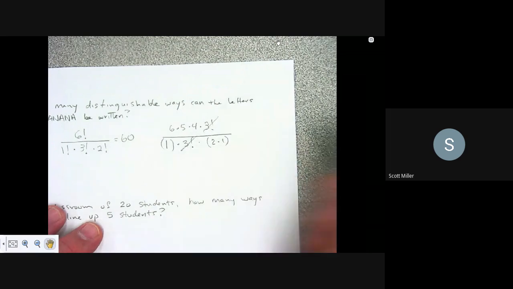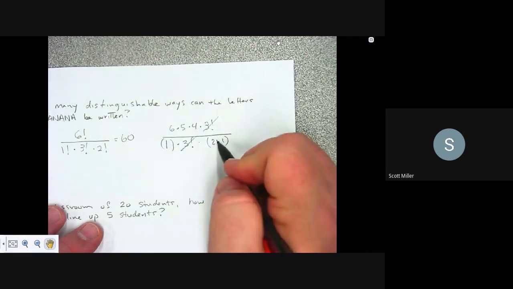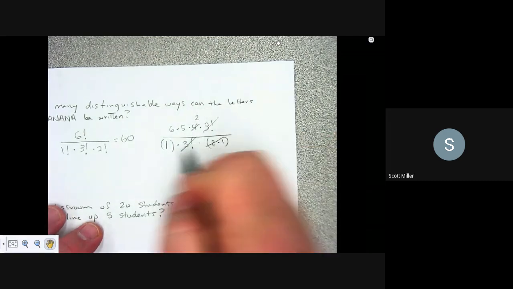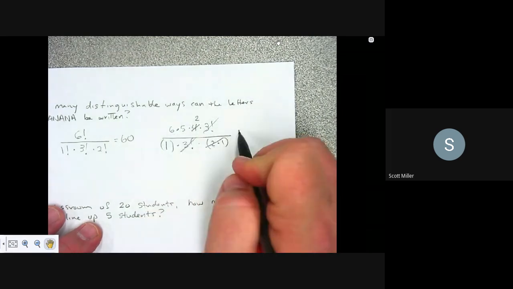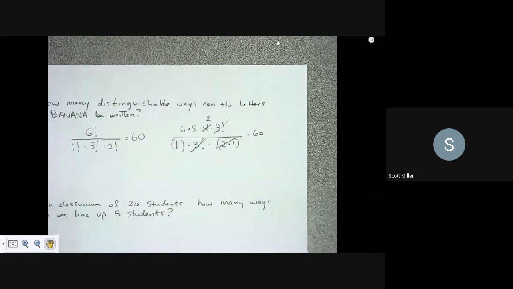These will drop out. This 2 and that 4 can reduce. Leave me a 2. 1 is all that's left on the bottom. 5 times 2 is 10. 10 times 6 is 60. So you can still do it by hand. All right.